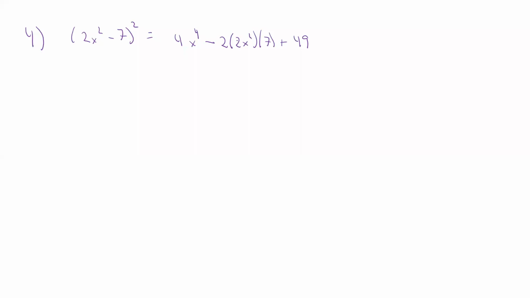Okay. Now we have to multiply. Well, here it's just going to stay 4x to the 4th. 2 times 2 is 4 times 7 is 28, and it's a negative. We still have the x squared on it, and then plus 49. Okay. So that's what would happen with this.